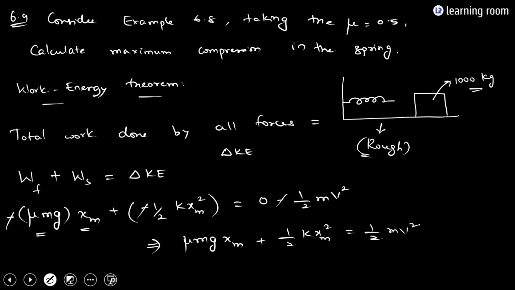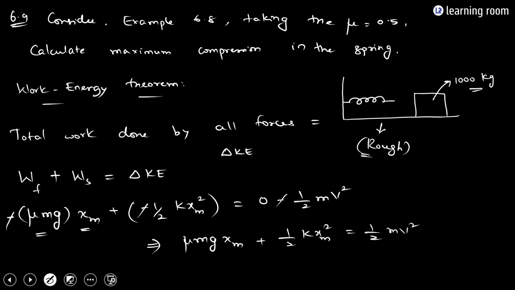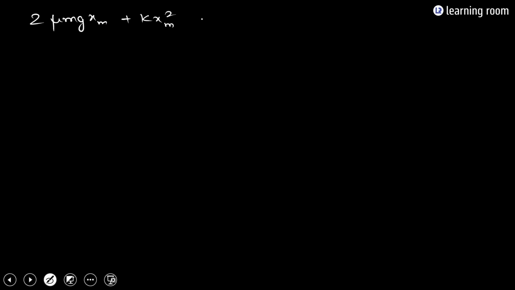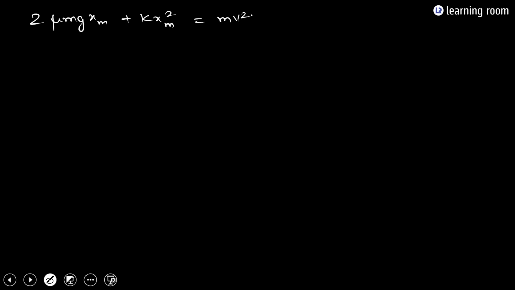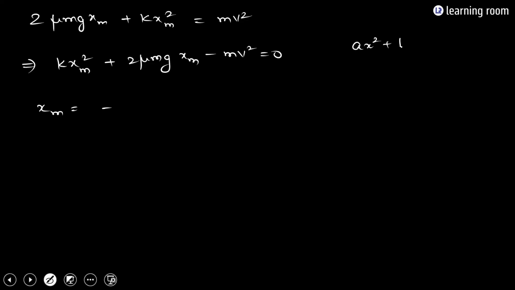Now, if you take the 2 to the other side, it becomes 2 mu mg into xm plus k xm square is equal to mv square. So this implies k times xm square plus 2 mu mg into xm minus mv square is equal to 0. Right? Then we can say xm is equal to... when you have ax square plus bx plus c is equal to 0, what is the value of x?